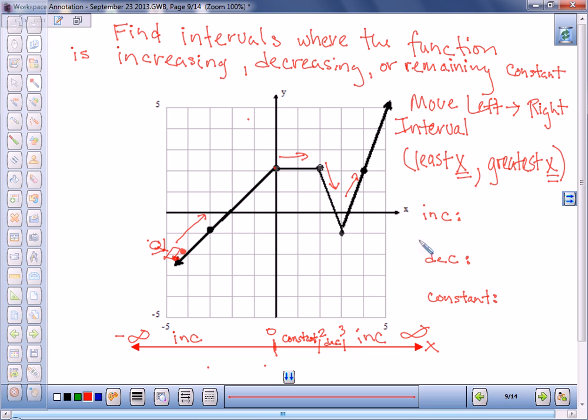So we're increasing on this first interval. Well, it increases from negative infinity to 0. So that's what we would write. Our first increasing interval is from negative infinity to 0. And then what happened from 0 to 2? It was constant. So we have a constant interval from 0 to 2.